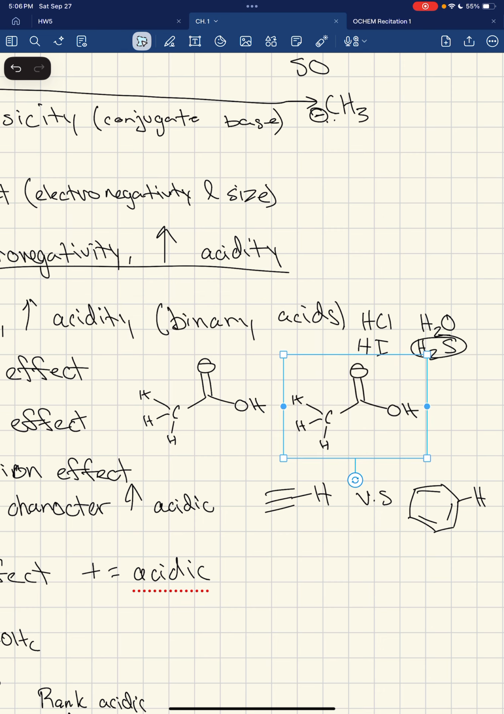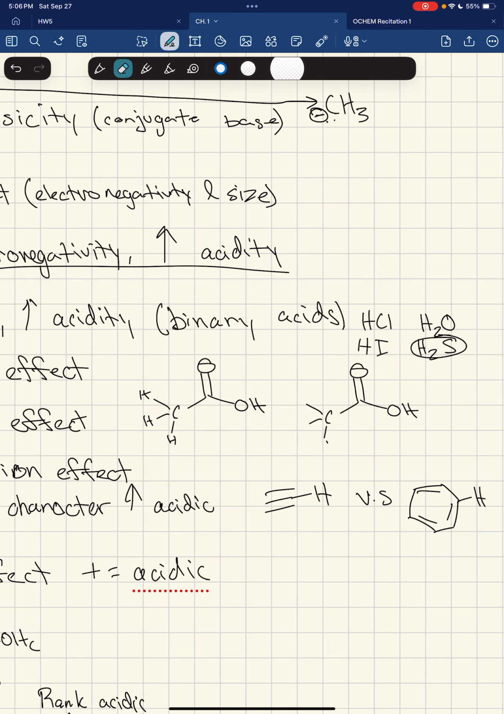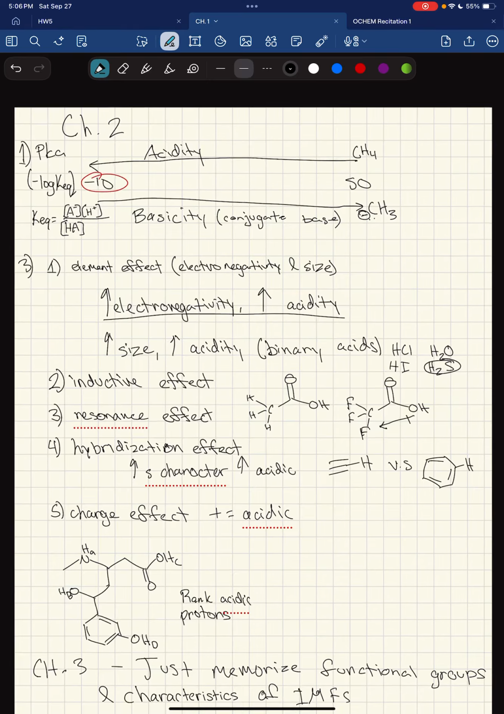if you have these two molecules, where this one has fluorine atoms, which are super electronegative, and this one only has hydrogen atoms bonded to that carbon. The one with fluorine atoms will be way more acidic because it's pulling the electron density away, which makes that hydrogen more prone to leaving or more prone to being attacked.